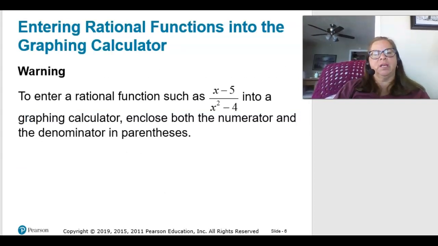So just be careful that when you enter something like this into your calculator, that you always put parentheses around the numerator and the denominator. So when you're using your graphing calculator, make sure that you use parentheses even when the problem doesn't show that in the original problem.